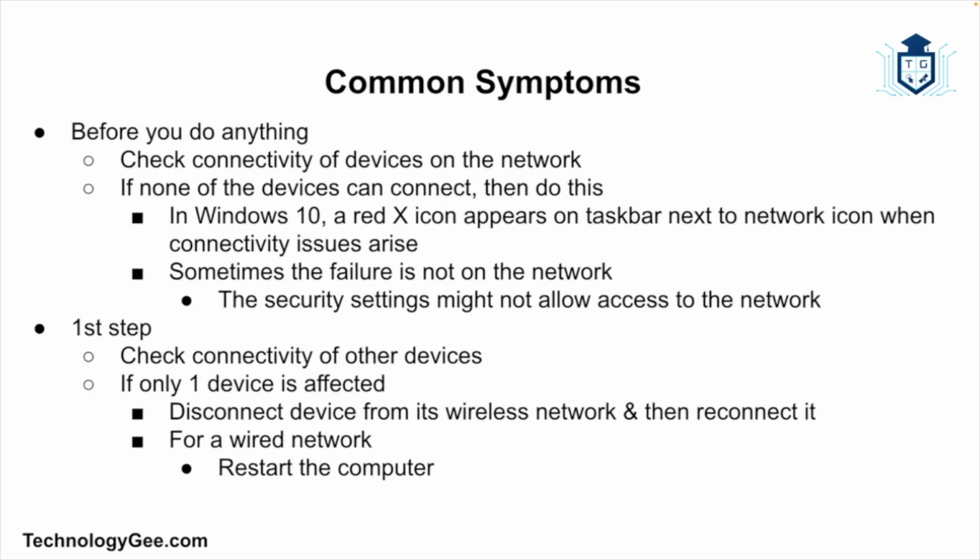In Windows 10, a red X icon will appear on the taskbar next to the network icon when connectivity issues arise. Sometimes the failure is not the network. The security settings might not allow access to the network. The first step is to check connectivity on other devices on the network. If only one device is affected, disconnect that device from its wireless network and then reconnect it. For a wired network, simply restart the computer.